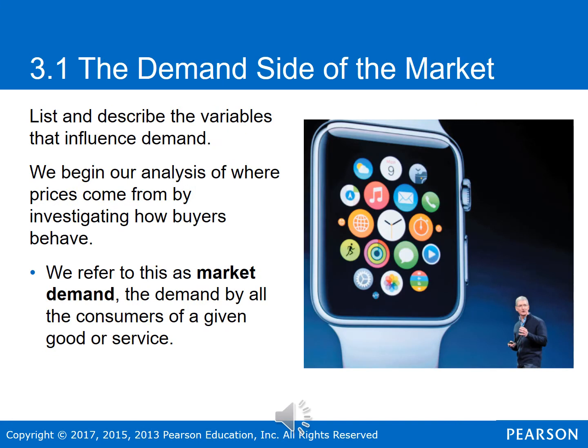So now let's begin with section 3.1, the demand side of the market. In this section, we're going to list and be able to describe the variables that influence demand. We're going to begin our analysis of where prices come from investigating how buyers behave, focusing solely on the buyer side of the market. Now we refer to this as the market demand, the sum of demand from all the consumers of a given good or a service.